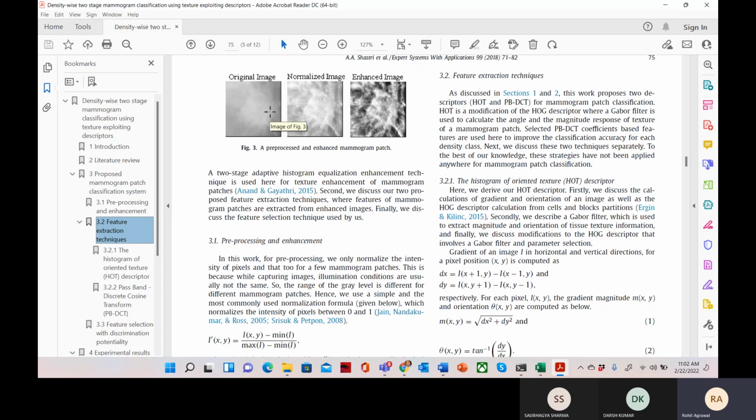And suppose you are having thousands of images. So what does it mean? Friends, what does it mean?